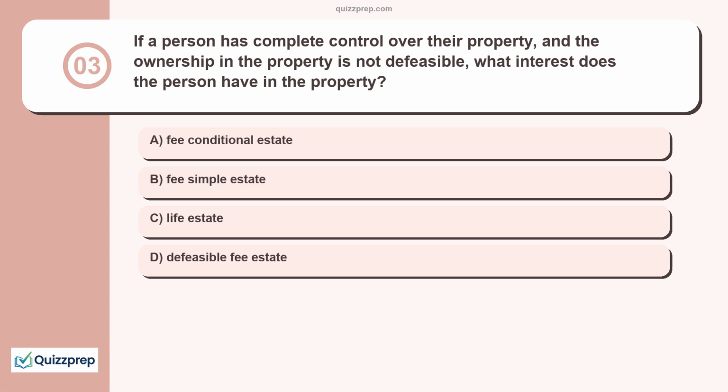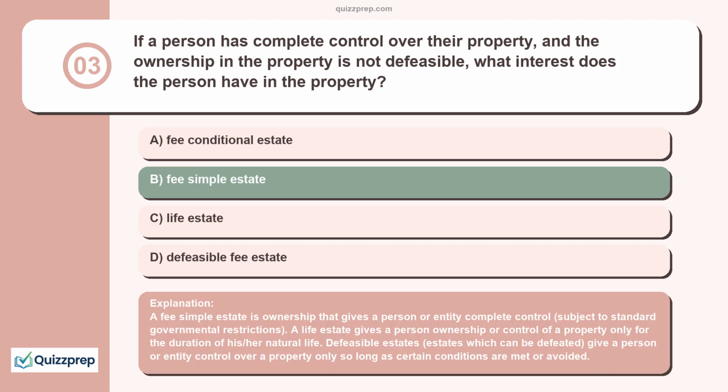Question 3. If a person has complete control over their property, and the ownership in the property is not defeasible, what interest does the person have in the property? Fee conditional estate, fee simple estate, life estate, defeasible fee estate.